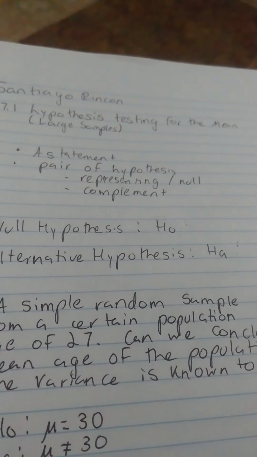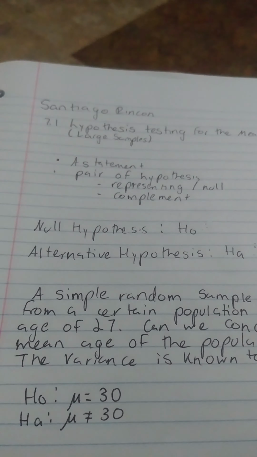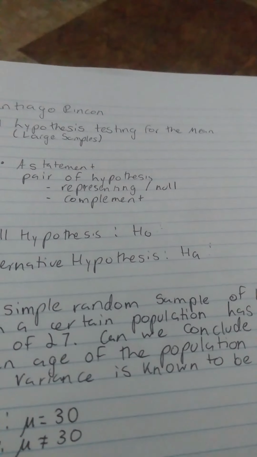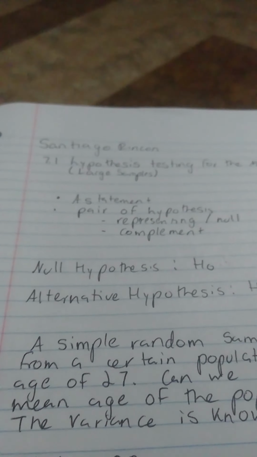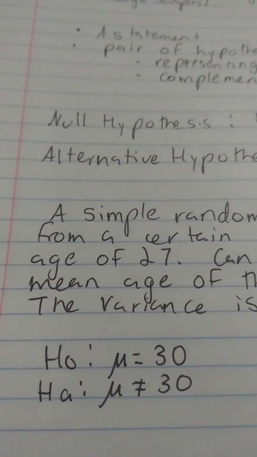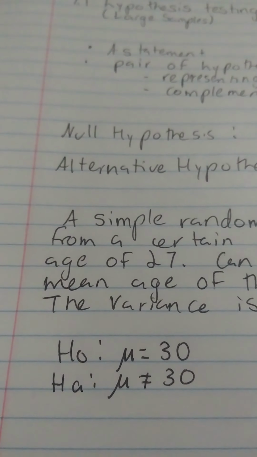So let's move on to a problem. A simple random sample of 10 people from a certain population has a mean age of 27. Can we conclude that the mean age of the population is not 30? The variance is known to be 20 and alpha is 0.05. So now we need a null hypothesis and an alternative hypothesis. Our null hypothesis, H0, is that the mean age equals 30. The alternative hypothesis is that the mean age is not equal to 30.